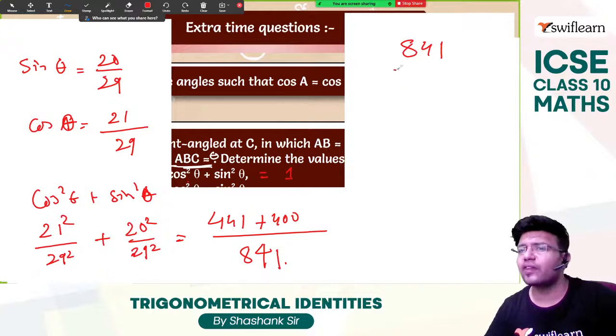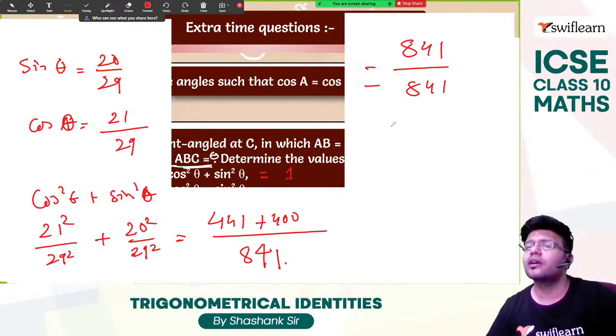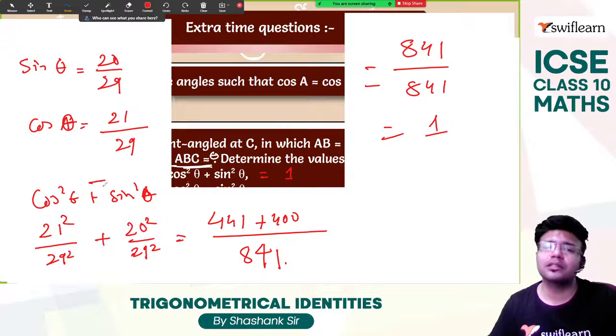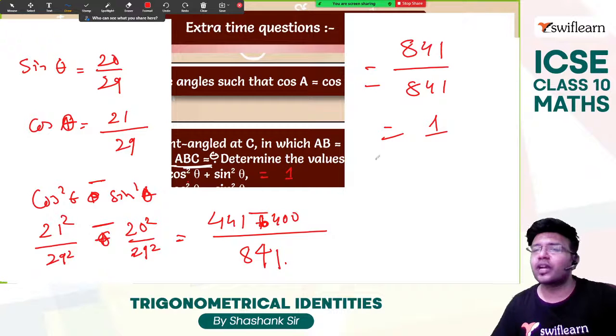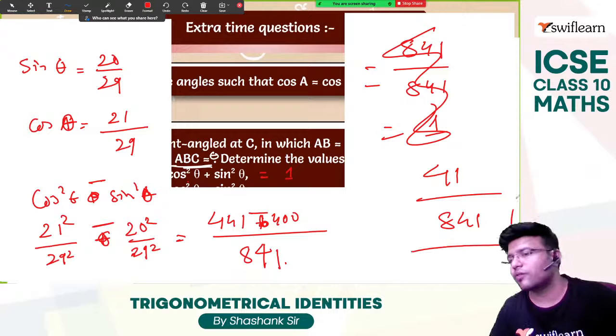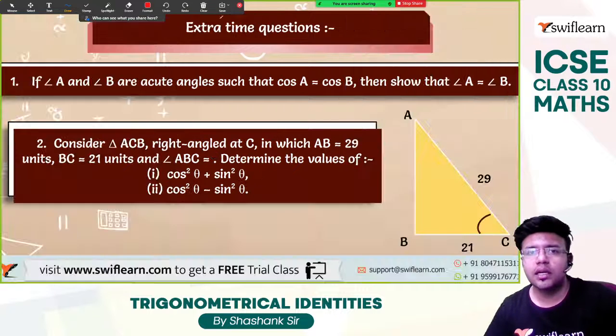So we have 841 by 841, which is equal to 1. Got this? Yes. Now the next thing is, how much is cos square minus sin square? We have to subtract. So 441 minus 400 is 41 by 841. This is the answer.